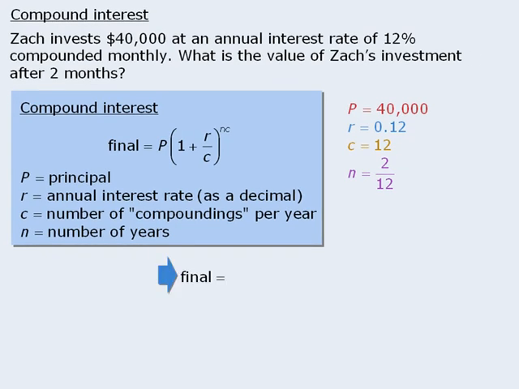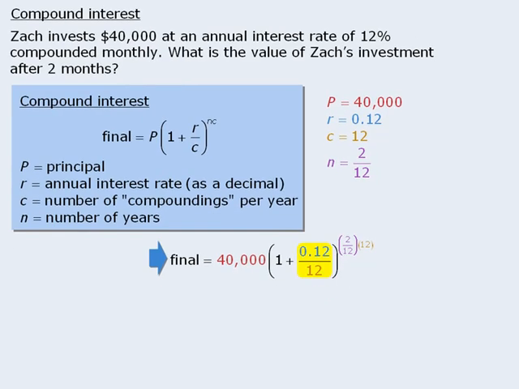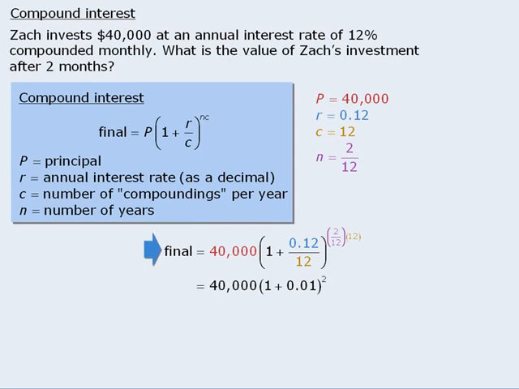Okay, we can now calculate the value of Zach's investment by plugging in the corresponding values. Now when we evaluate this fraction, we get 0.01, and when we evaluate 2/12 times 12, we get 2. This simplifies as follows. Now on the GRE, if we have a compound interest question where the total number of compoundings is relatively small, we may be required to evaluate the actual value of the investment. So here, if we evaluate this, we get a final value of $40,804.